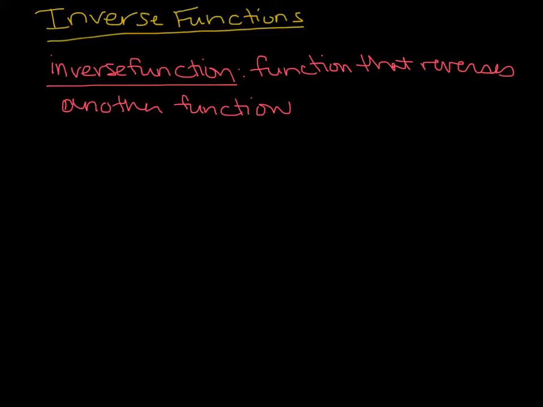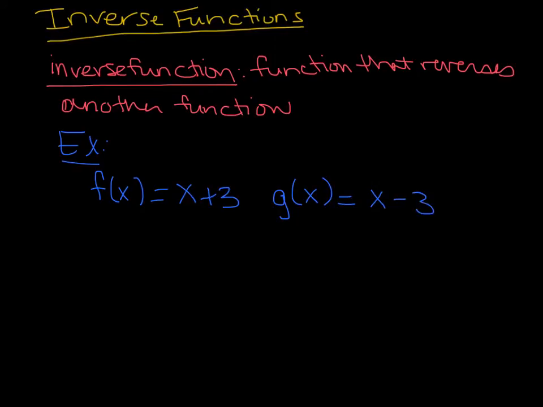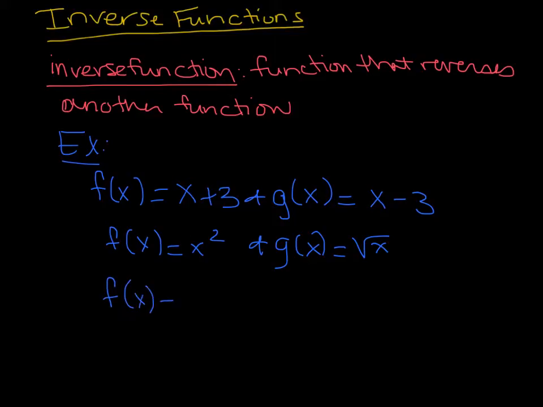I'll give some examples. For example, if you have f of x equals x plus 3, its inverse is something like g of x equals x minus 3. Also, if you have f of x equals x squared, the inverse of squaring something is the square root, so the inverse of that one would be the square root of x. Similarly, if you have 3 times x, the inverse of that is going to be dividing x by 3.